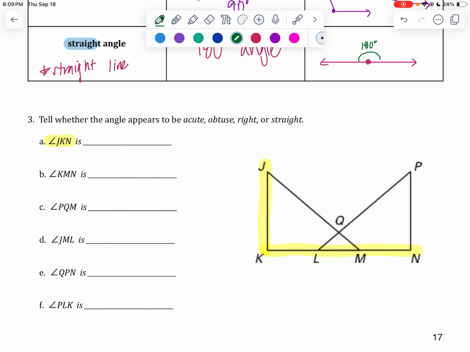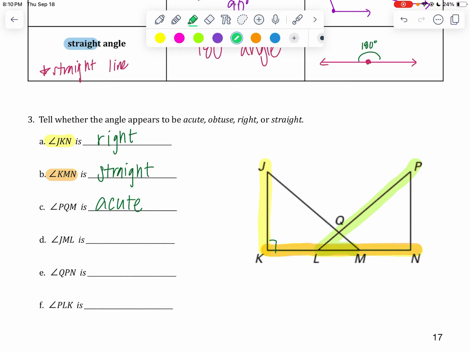So here we go. We have this angle JKN. I'm going to assume that this is my 90-degree box. So this is my right angle. Then I'm going to take another color. I'm going to do KMN. Ooh, what is that? It's a straight line. So then it is a straight angle. Okay, let's take another color, PQM. This angle right there is very small, so it's very, very cute. So then we have an acute angle.